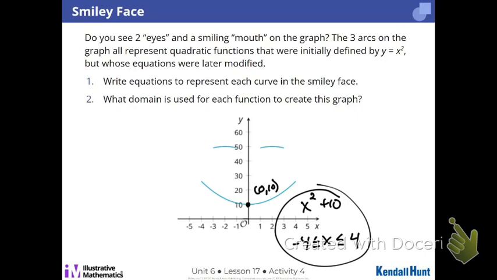All right, who wants to vote on which eye we're going to mess with first? All right, Sean, which eye? Left eye.